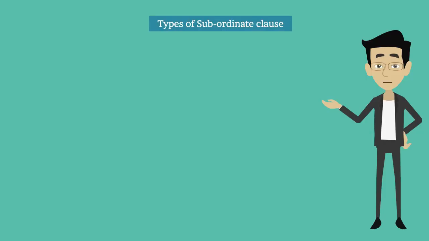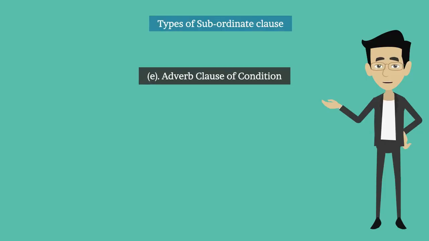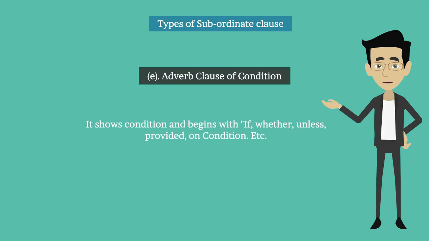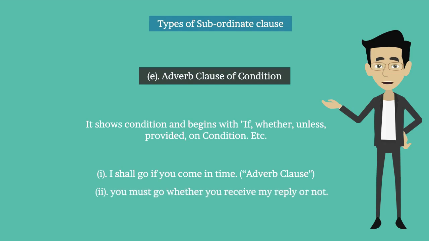E. Adverb clause of condition. It shows condition and begins with if, whether, unless, provided, on condition, etc. For example, I shall go if you come in time. Adverb clause. You must go whether you receive my reply or not. Whether you receive my reply or not is an adverb clause.